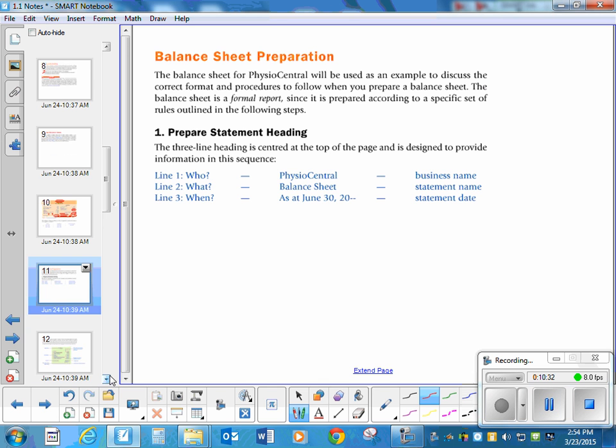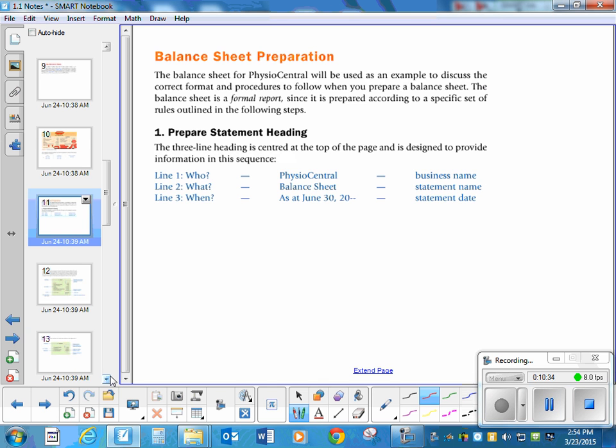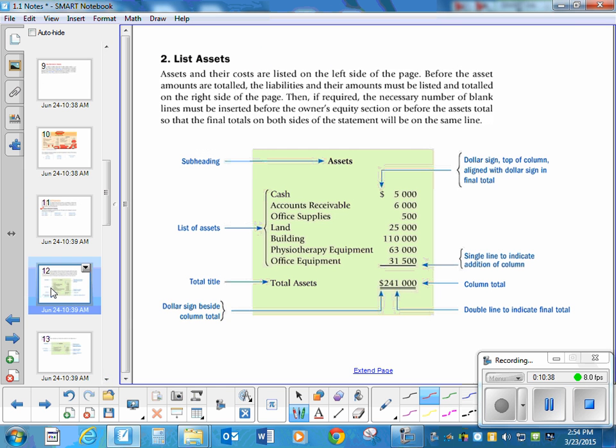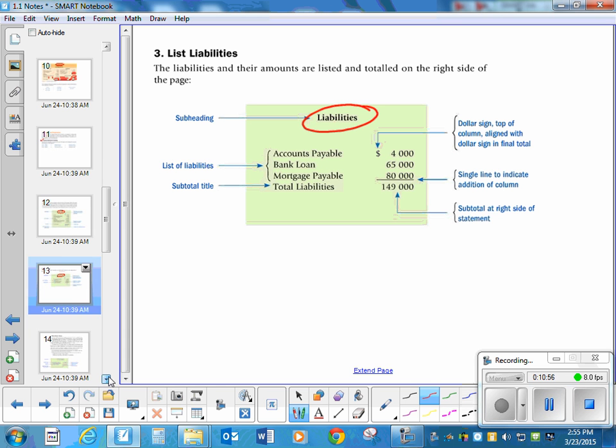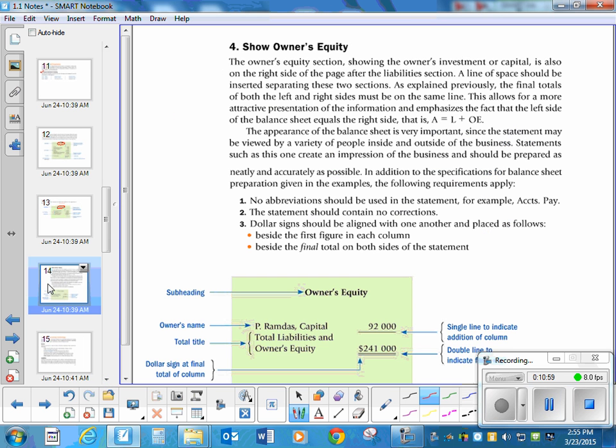Okay, so I won't go through all this. It is in the textbook because I've already gone through it with you. It talks about how to prepare the heading. It talks about the asset side, always on the left side. Talks about the liabilities, which is always on the right side. And it's a good idea to leave spaces between your titles and the numbers that you're listing, just so it makes it a little bit neater for the person to be able to read. And then owner's equity as well, which I've already talked to you about.